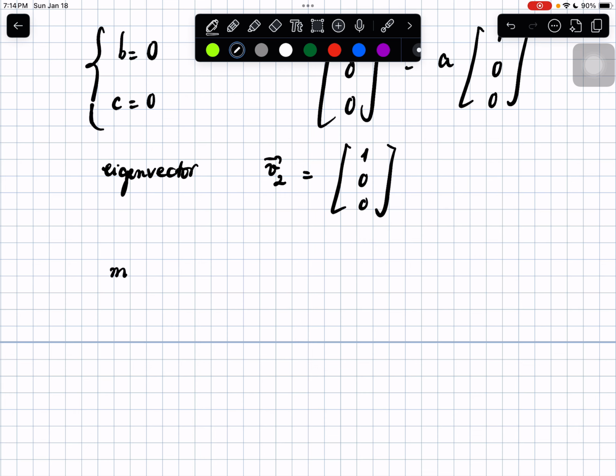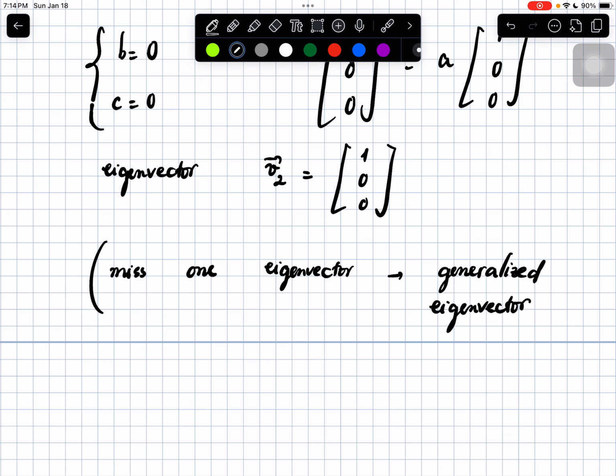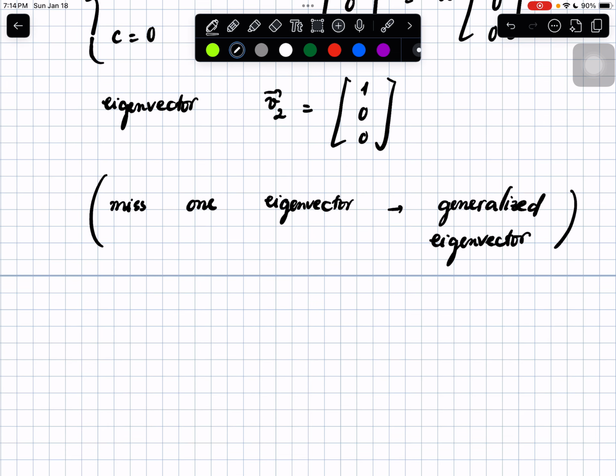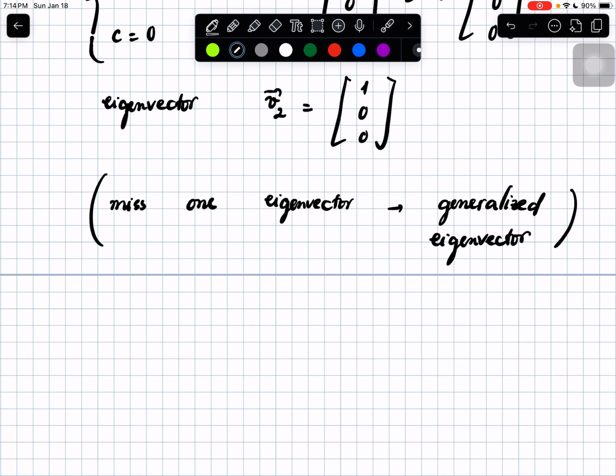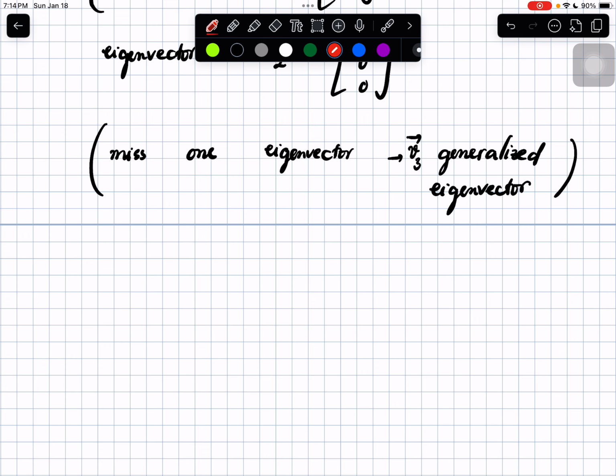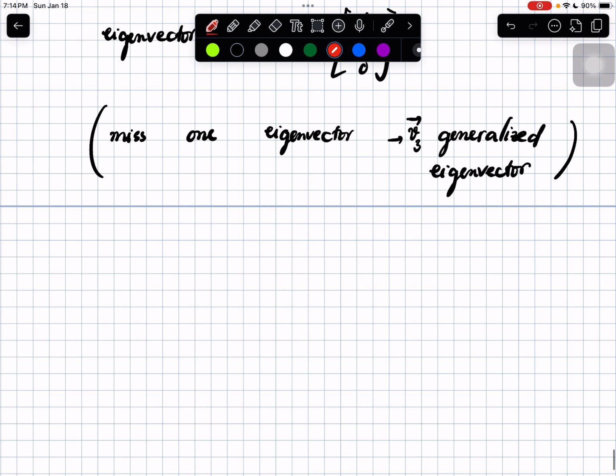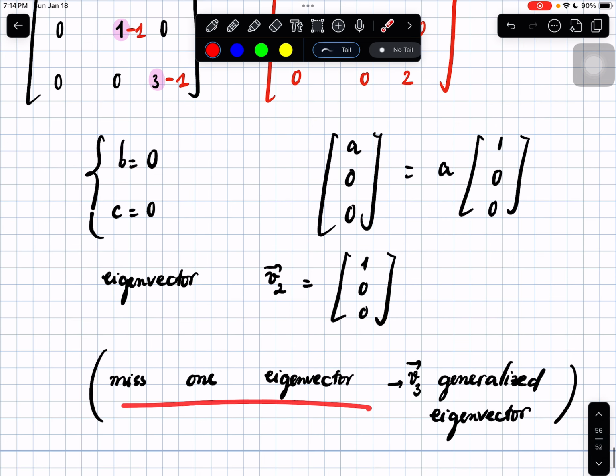We miss 1 eigenvector, and we find the generalized eigenvector. Now, there are two ways we can find the generalized eigenvectors. Let me call this V2. Oh, sorry, V2 we have this already. Let's call it V3. So, by definition, because this is a defective one, it's missing one eigenvector.